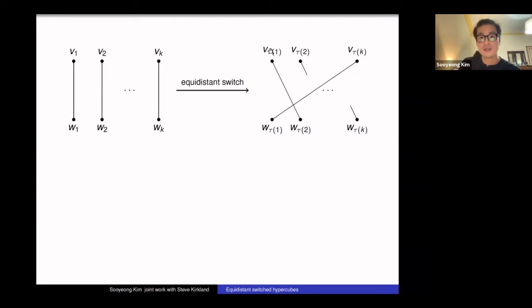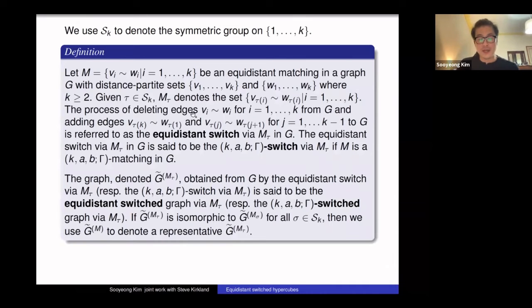Here, tau, which is a permutation in the symmetric group, represents the permutation of those edges. I mean, we are going to reorder these edges, and then we are going to switch them. In this way, we delete these edges, and then we add edges in this way. So here's the formal definition for an equidistant switch.